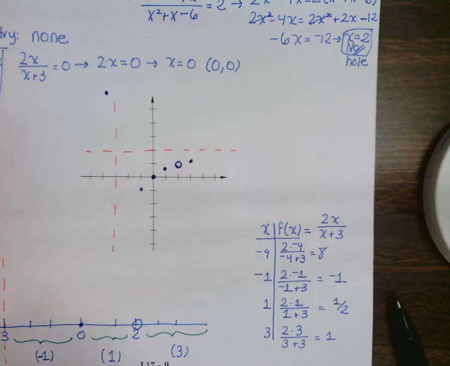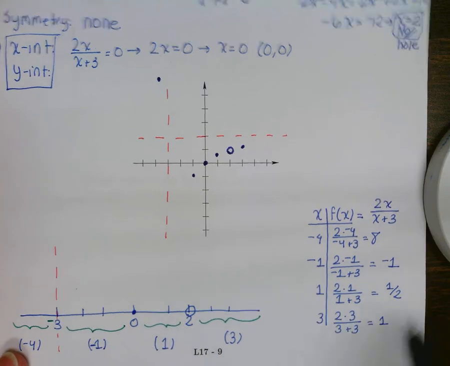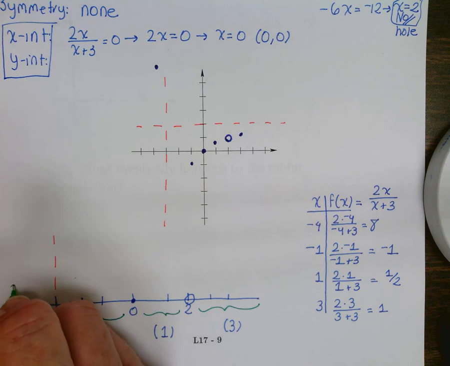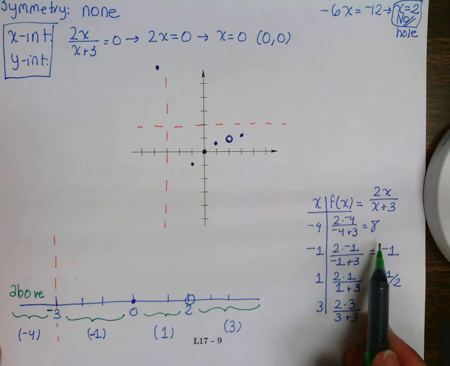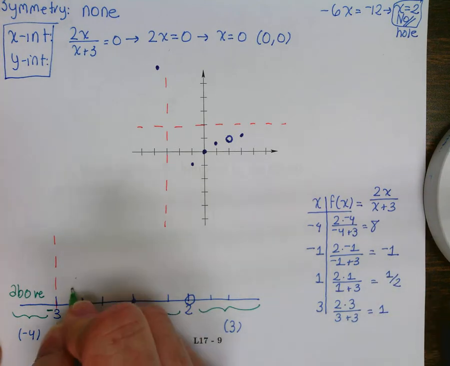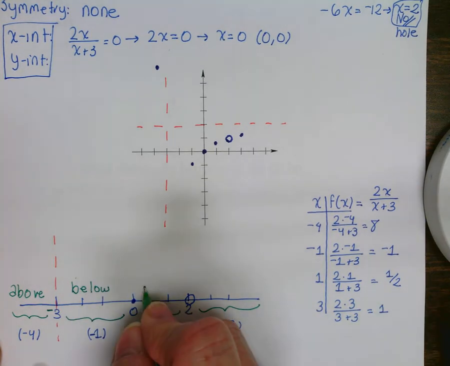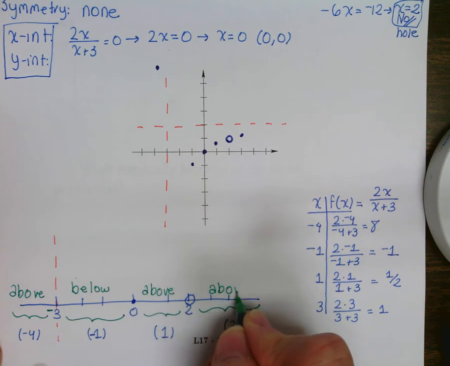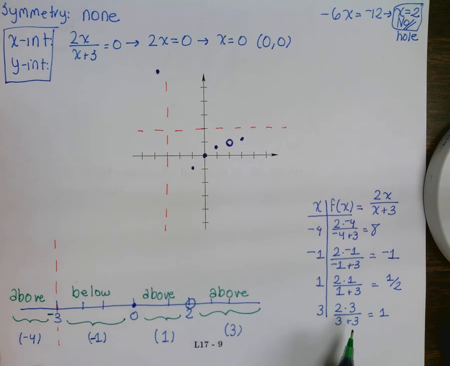I think we can kind of see the pattern just by the points that we've graphed. But now look at, again, the sign. It's positive, so up to -3 it lies above. Between -3 and 0, it is negative, so it lies below. Between 0 and 2, it is positive, so it lies above. And it stays above at the hole and after that point. Okay, so let's graph it.